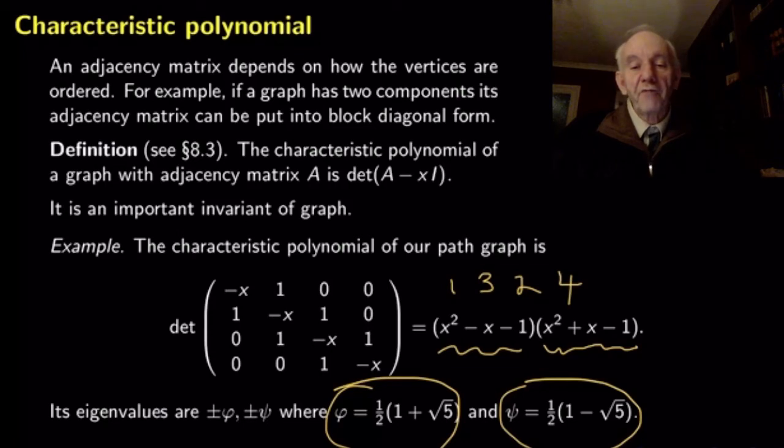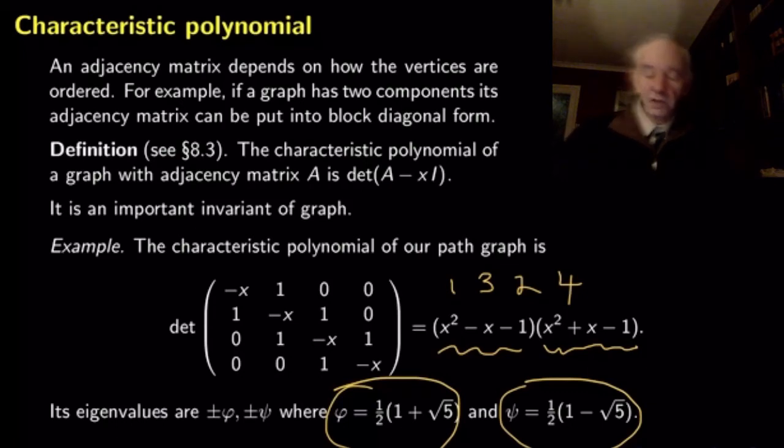But anyway, we have the characteristic polynomial of our path graph, and you see we get these roots, numbers we've seen before. These roots are the eigenvalues of the adjacency matrix, and you can also refer to them as the eigenvalues of the graph, because they just depend upon the isomorphism class of the graph. Now you might guess this has something to do with Fibonacci numbers, because phi and psi are used to define the formula for the Fibonacci numbers.